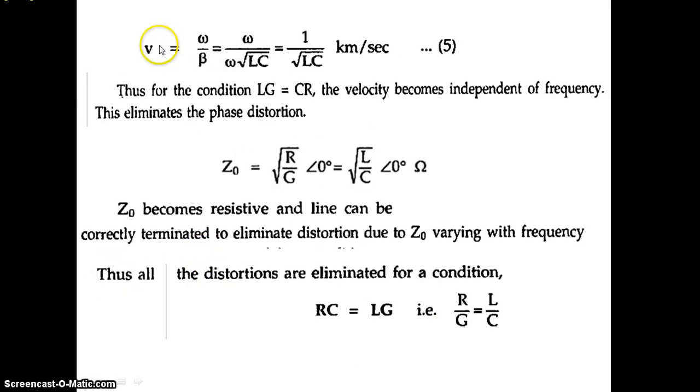And the velocity equals omega by beta. Instead of beta, I am putting omega root LC. So velocity equals 1 by root LC. So the velocity also becomes independent of frequency, so there will not be any phase distortion. All the waves will reach at the same time. So phase distortion is eliminated.